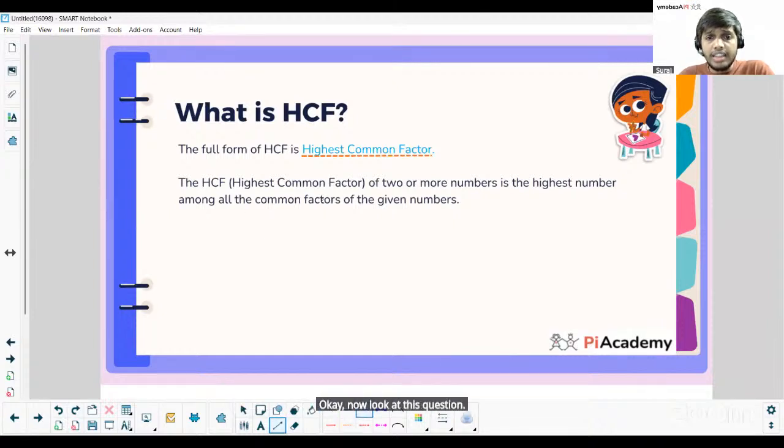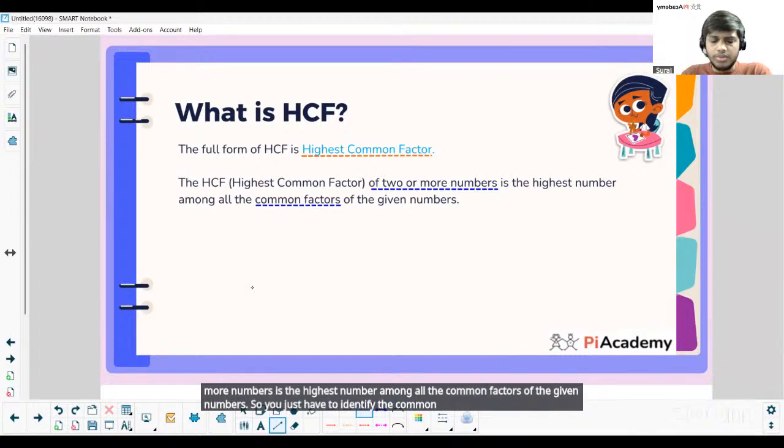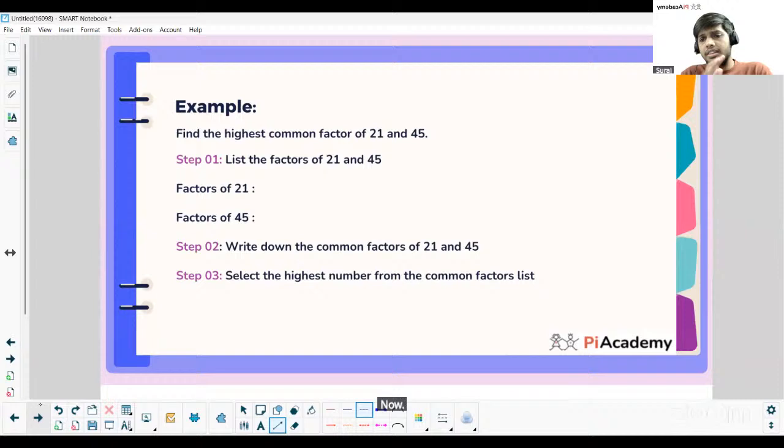Now look at this. It says the highest common factor of two or more numbers is the highest number among all the common factors of the given numbers. So you just have to identify the common factors first. Once you have identified the common factors, you just have to look at the highest number present in it, and that will become your HCF. Now, let us try the example given here. Find the highest common factor of 21 and 45.